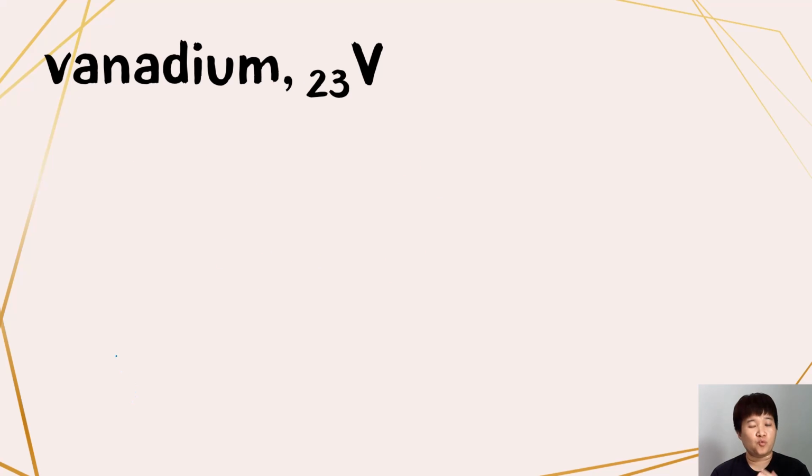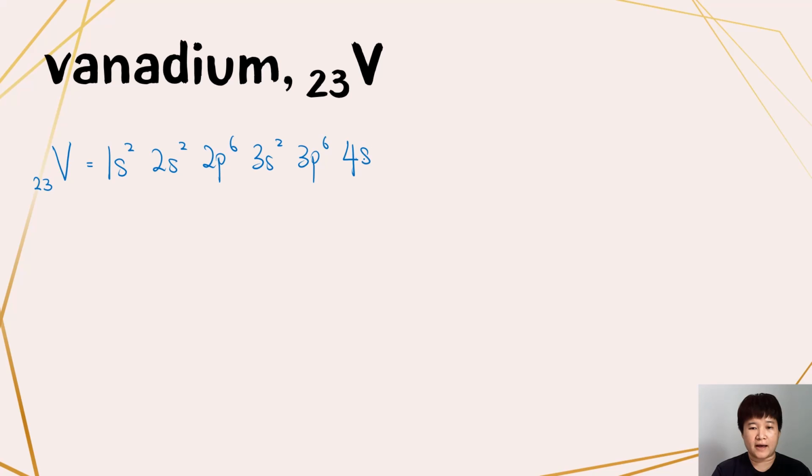Very, very simple. The last example, vanadium, 23. We start off with 1s2, 2s2, 2p6, 3s2, 3p6, 4s2, 3d3. From there, you can see that the last electron is in the d orbital.